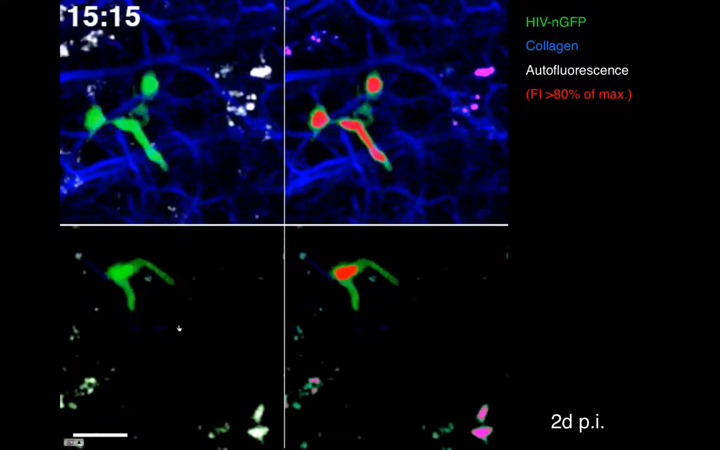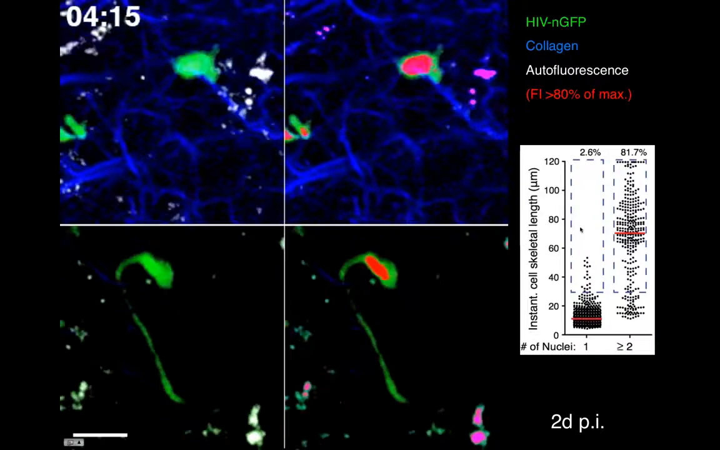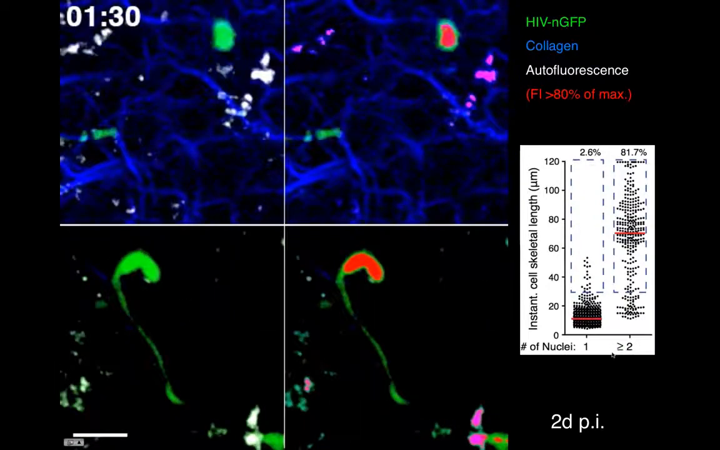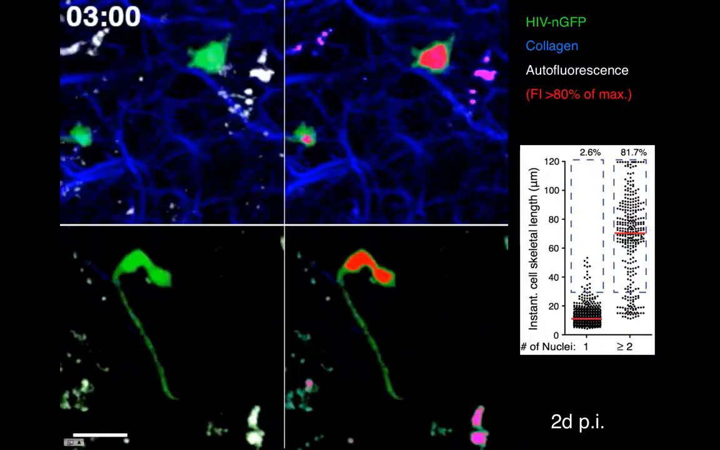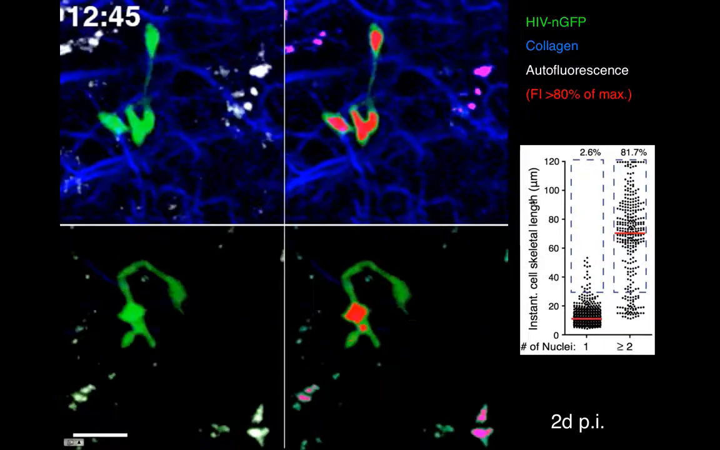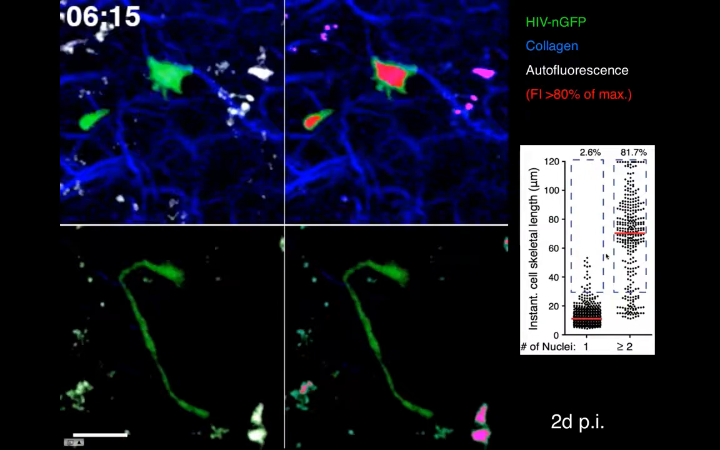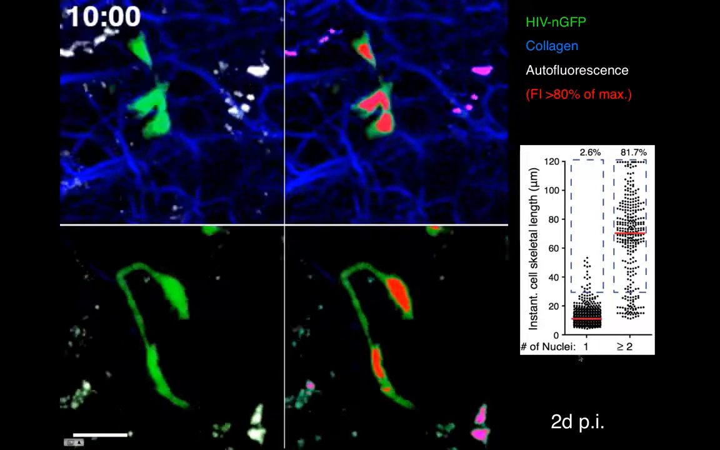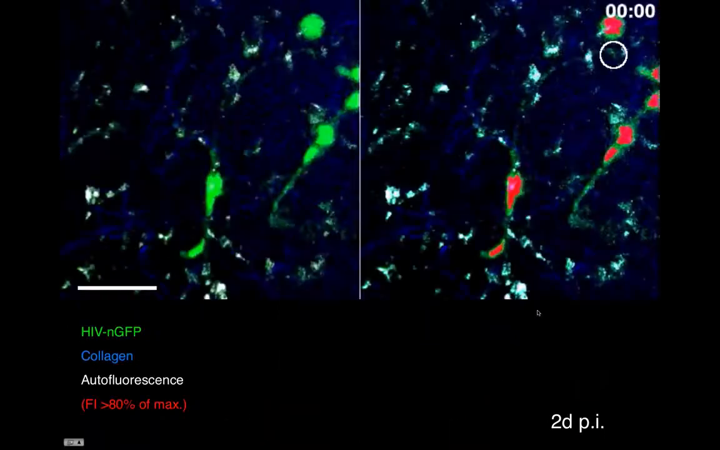But this is not the only explanation. So here, these are basically structures with two or more nuclei. These make up most of the extremely elongated cells. This is plotted against instantaneous cell skeletal length. But there's also some events where cells elongate, although they only have one identifiable nucleus. And this is here an example of such an event.